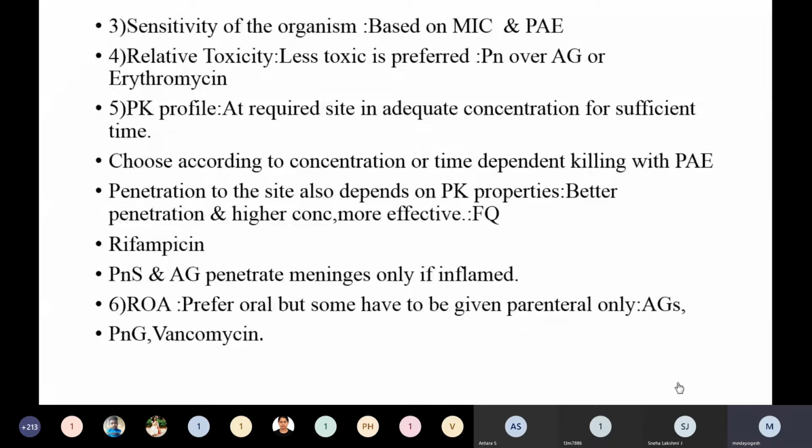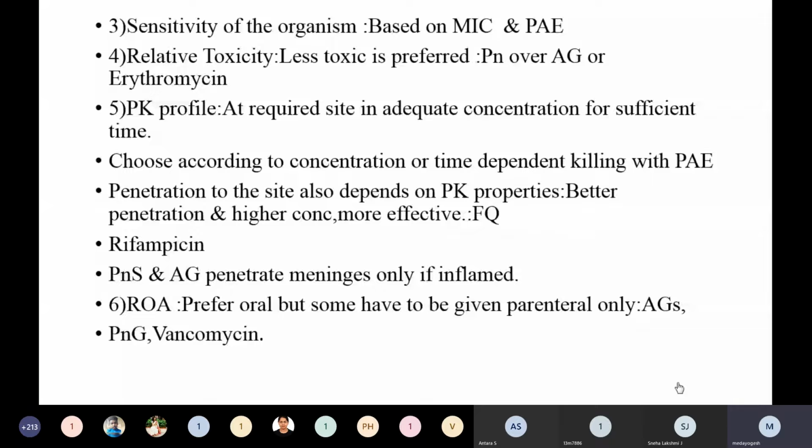Okay, so based on the PK profile, that is whether your drug is concentration dependent killing or it has time dependent killing with post antibiotic effect. So whether you need a single dose or you need multiple doses, depending on that you have to choose your drug based on the infection.